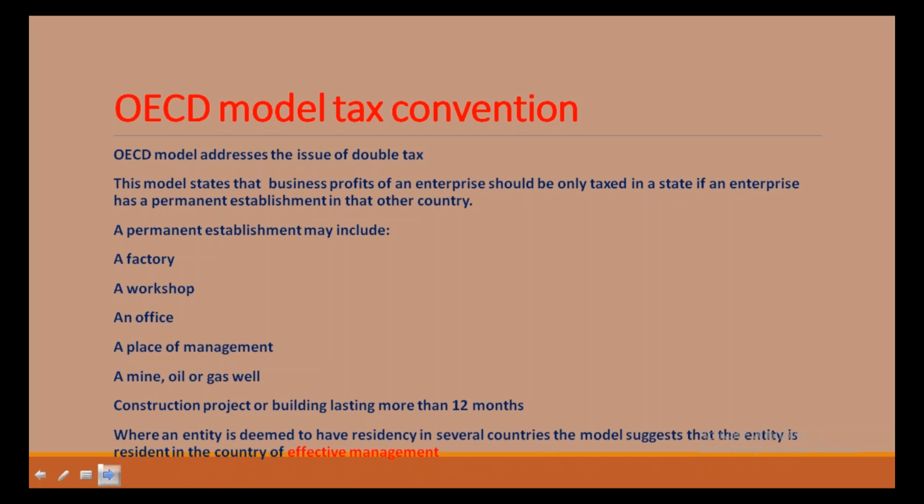Where the entity is having a kind of residence in several countries, the model suggests that the entity is resident in the country of effective management. So sometimes you might have a factory in one country, a workshop in another country, an office in another country, and the question is, which country is the permanent establishment? So they say effective management. Effective management is, where do you have your board meetings? That's your permanent place.